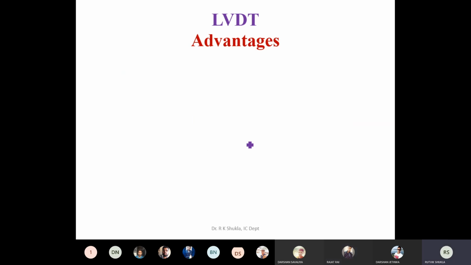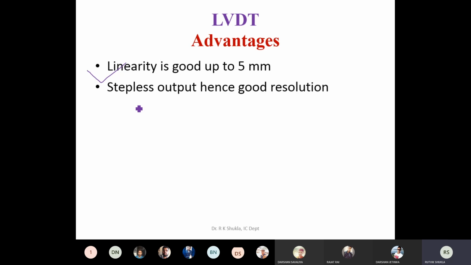So that is all about LVDT. Before going ahead, let's see the advantages and limitations of LVDT. Quite acceptable linearity up to say 5 mm. Here we are having the stepless output, hence we are expecting a good resolution. Anyone wants to say anything about what is this stepless output? What do you mean by this stepless output? It's a linear output. It's a linear output, yes.